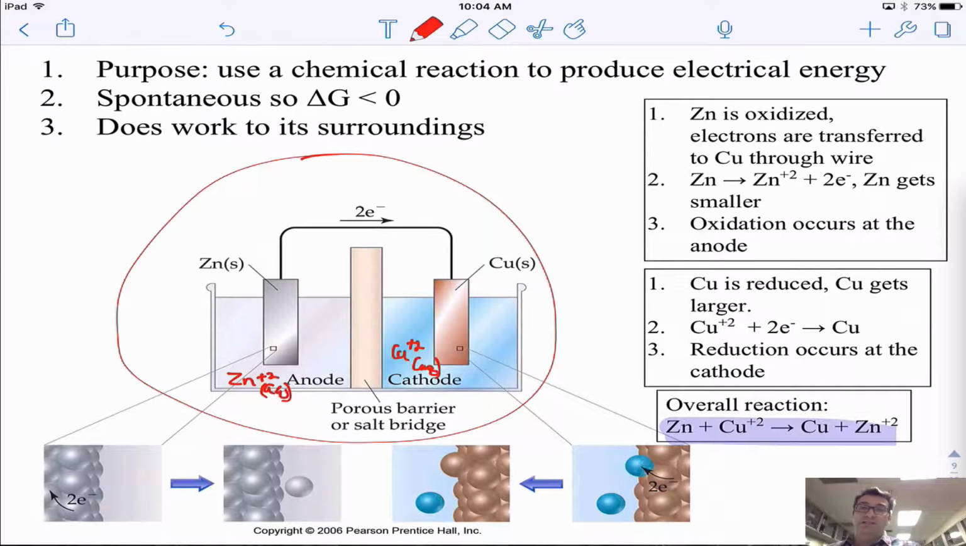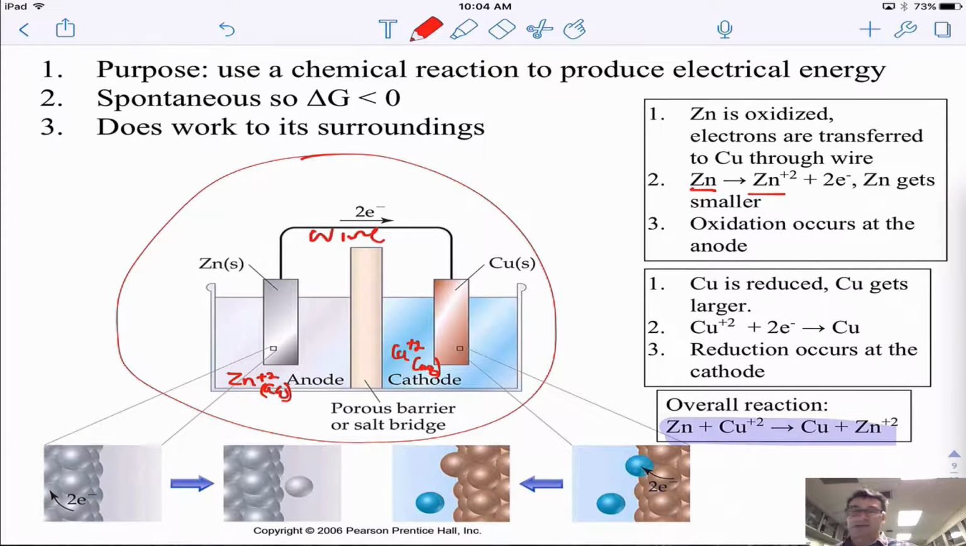And so the zinc is being oxidized. That basically means that the zinc solid is turning into zinc aqueous. So our solid zinc is becoming Zn+2. It's being oxidized, so it's losing those electrons. Where are those electrons going? Well, they only have one place to go, and that's through the wire. And this is showing you the wire right here.